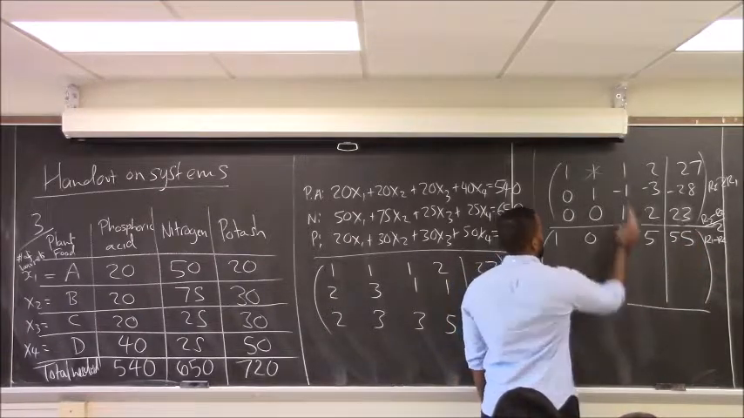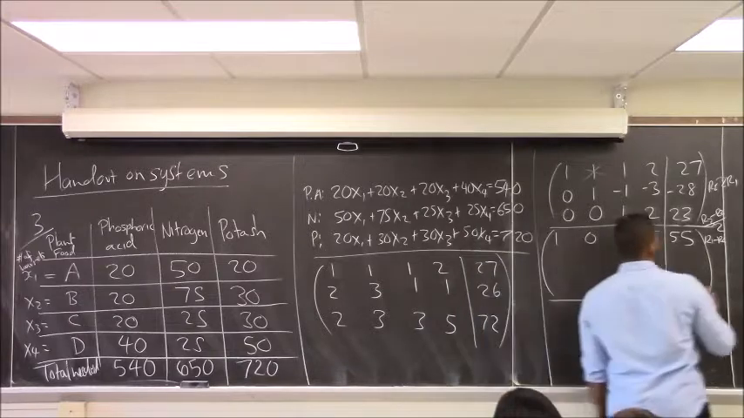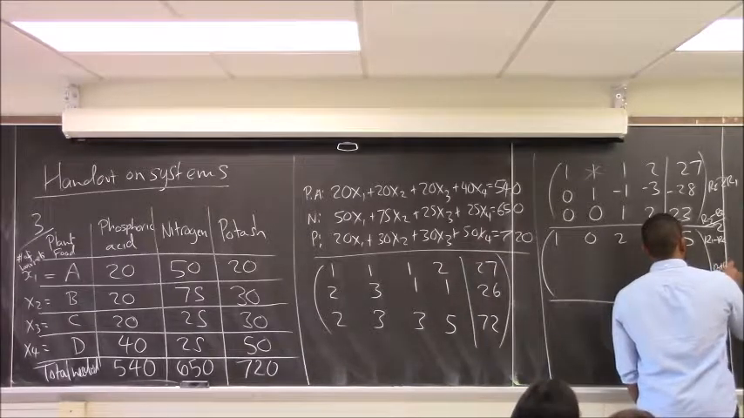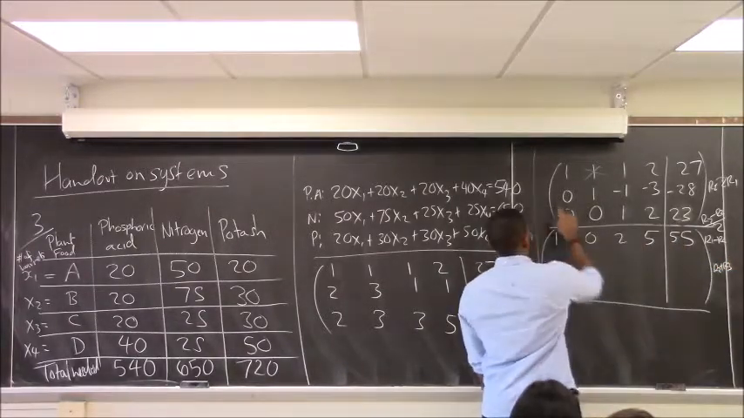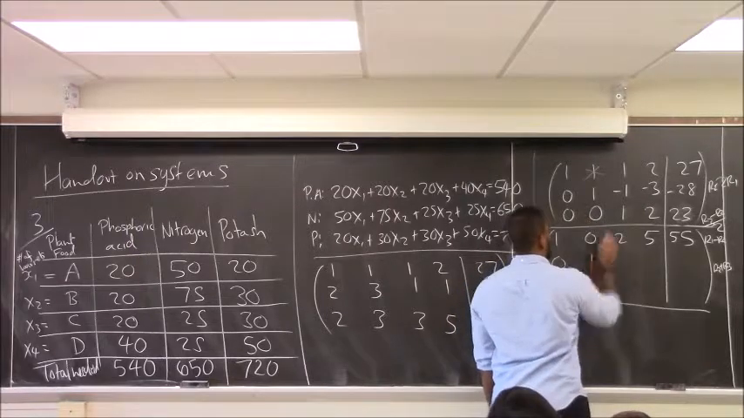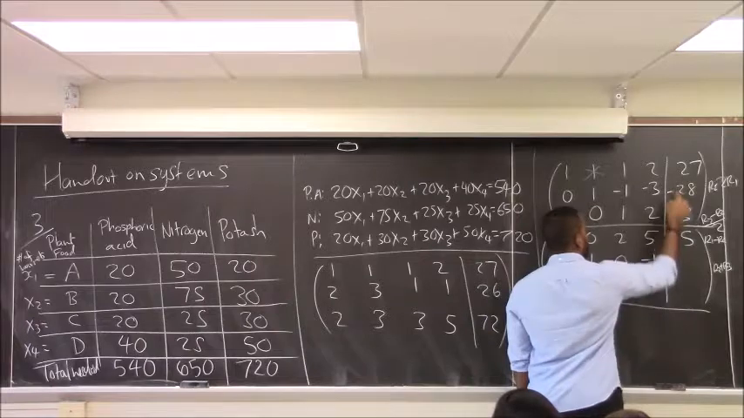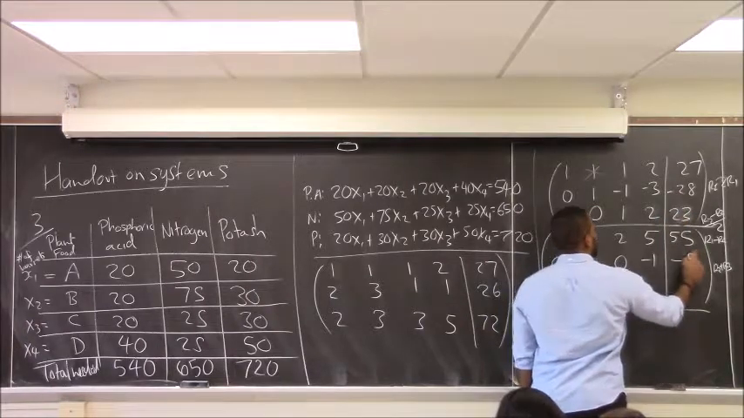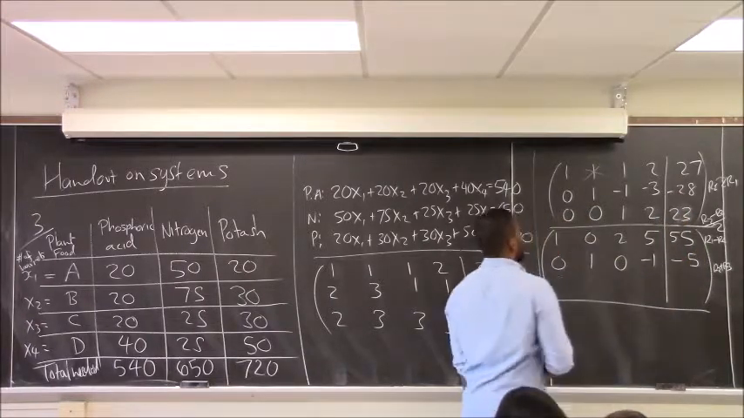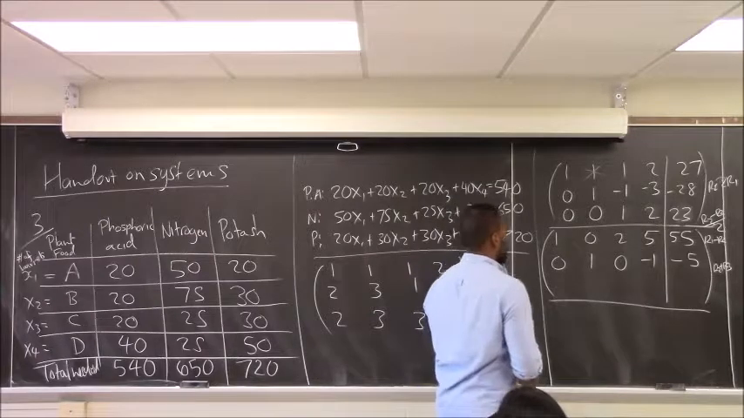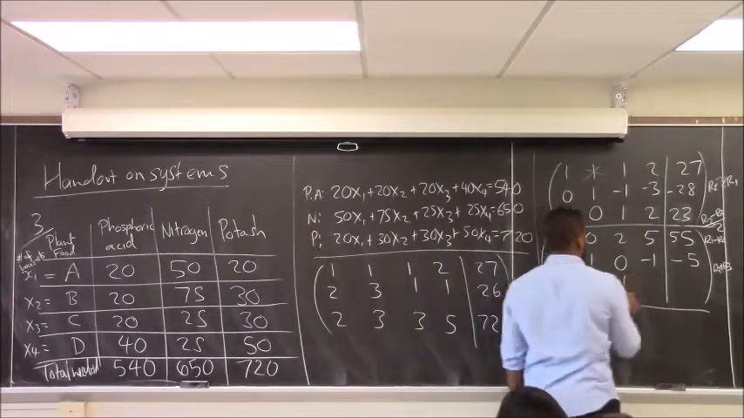What I would like is this to be a 0. I can get that by adding row 2 plus row 3. This plus that, 0. This plus that, 1. This plus that, 0. This plus that, minus 1. This plus that, minus 5. And this is pretty much okay at this point.